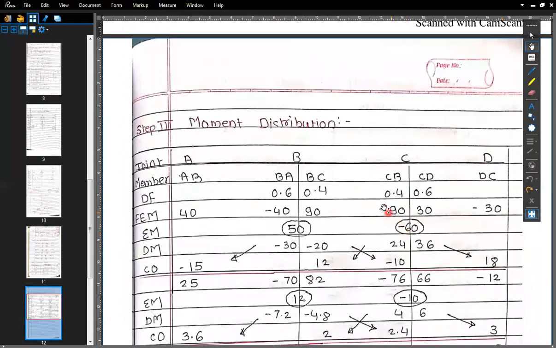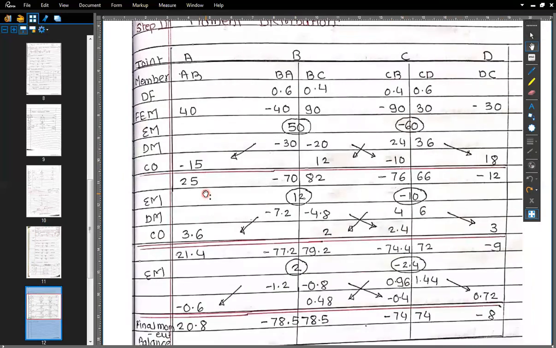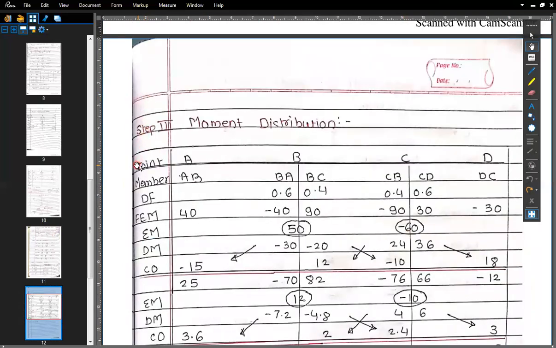Then the next step is the moment distribution. Okay, so we'll prepare one table. First part is joints. So we'll put joint A, B, C, D, and then next to that the members. At joint A the member is AB, only AB. For joint B, that is BA and BC.